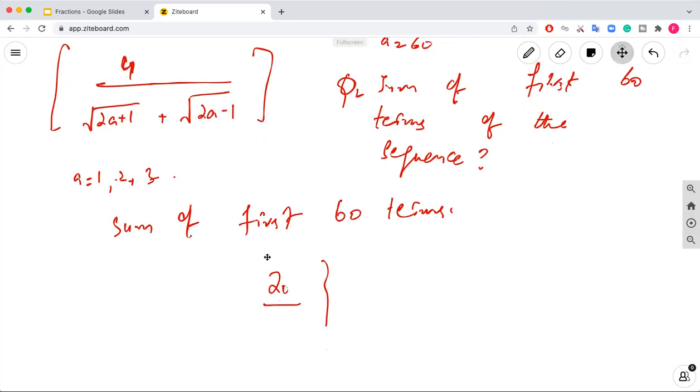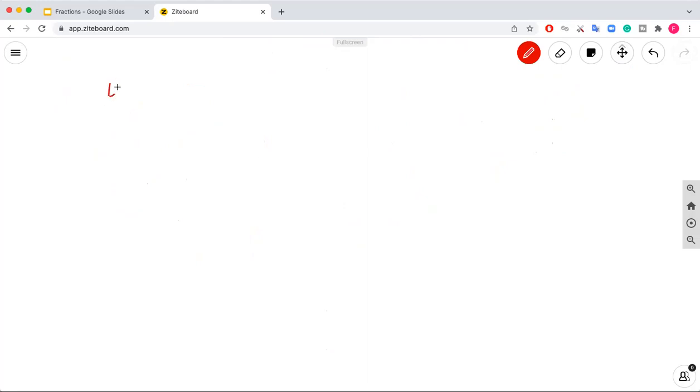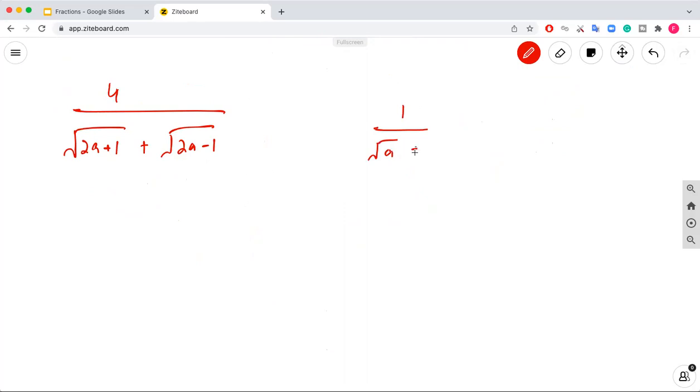Okay, so let's solve this question now. We have 4 over 2a plus 1 plus 2a minus 1, right? So we are saying that we have to sum the first 60 values of this sequence. First tell me one thing. Let's suppose we have 1 over a plus b, right? And if you are asked to simplify this, how can we simplify this?